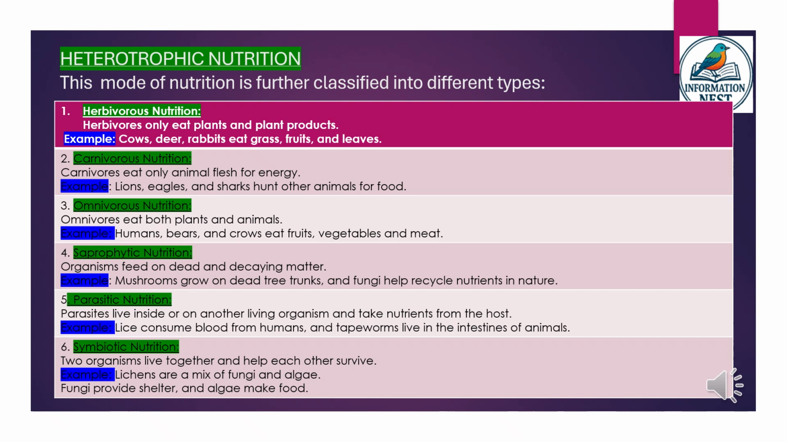Next comes carnivores, the hunters. Lions chasing prey, eagles swooping down for a meal, and sharks ruling the ocean buffet. Next comes omnivores, the all-you-can-eat crew. Humans, birds, and crows love both plants and meat, making them food flexible.